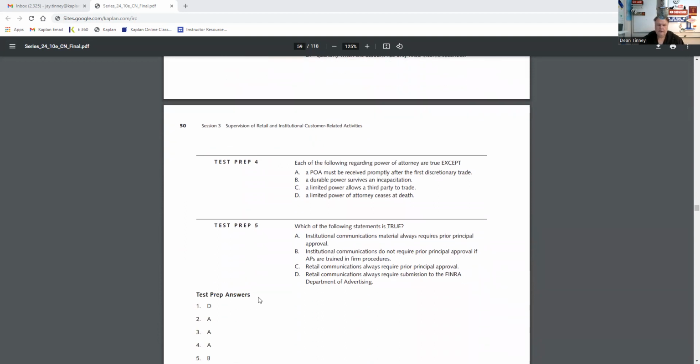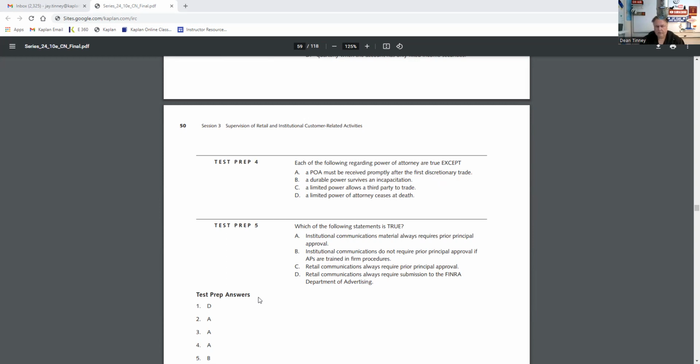Test prep 4. Each of the following regarding a power of attorney are true except. So I'm looking for something that is not true. Power of attorney must be received promptly after the first discretionary trade. And that's got to be in place before we do the first trade. A is the answer because, again, it's except. Durable power of attorney survive incapacitation. That's true. A limited power allows you to third-party trade. That's true. The difference between limited and full, by the way, is that I can only trade your account. I can't withdraw monies and securities. And D is true. All powers of attorney cease upon the customer's death.